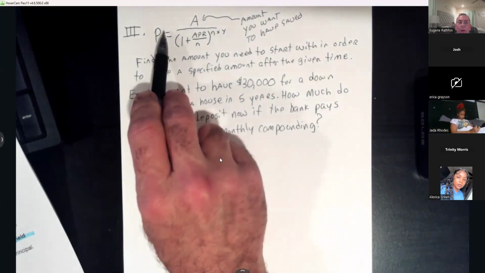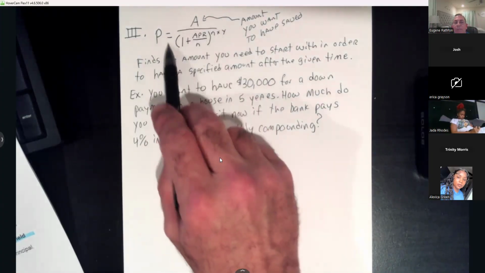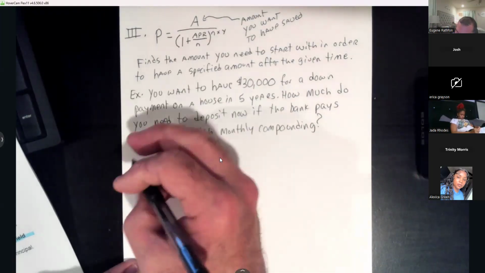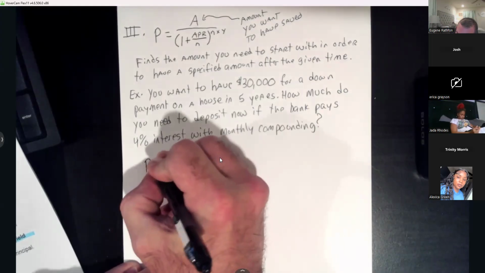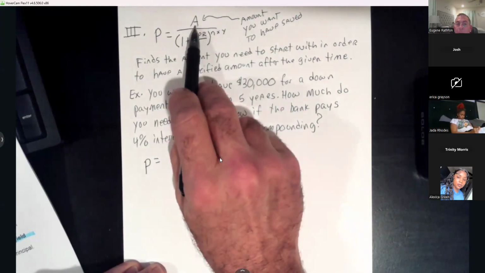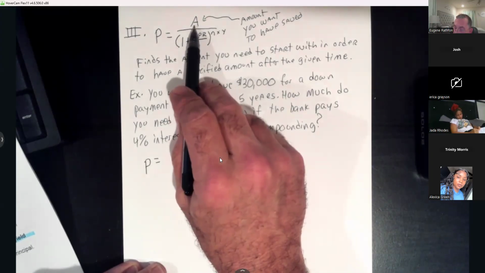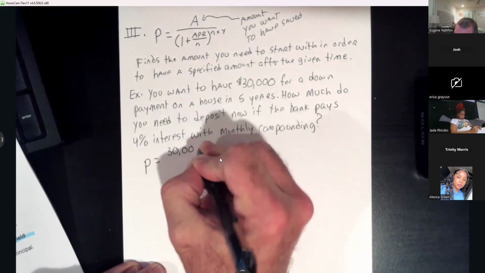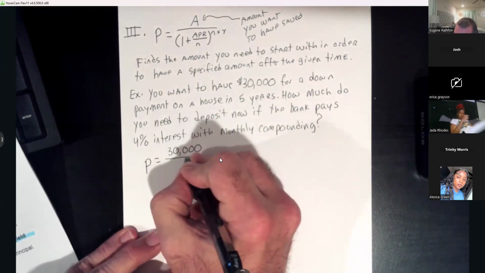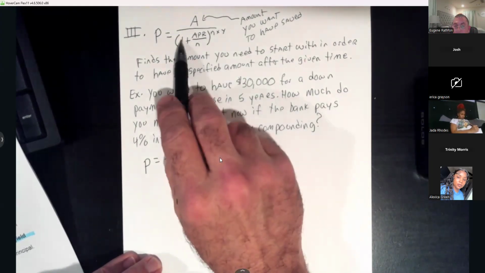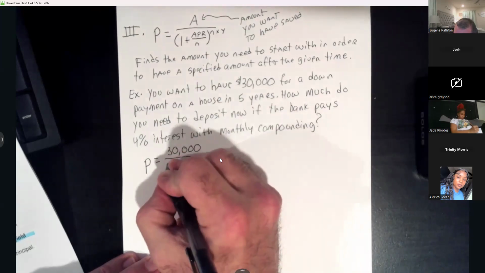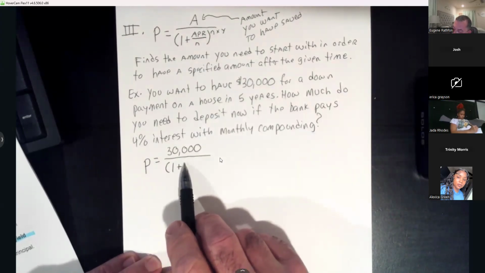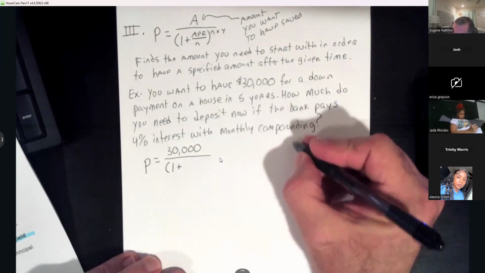Okay? So we're going to plug into this formula. This formula finds the starting amount or principal that you need. All right, y'all. So you got your P equals. All right, the amount I want is 30,000. So that's going to be the A, divided by, all right, we got 1 plus. All right, y'all, we got that APR coming up again. We got 4% this time.